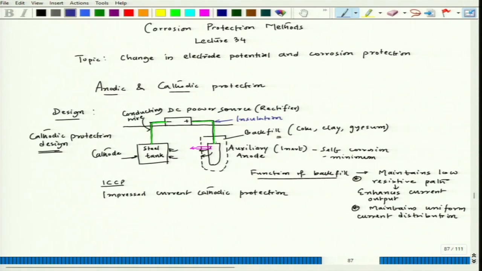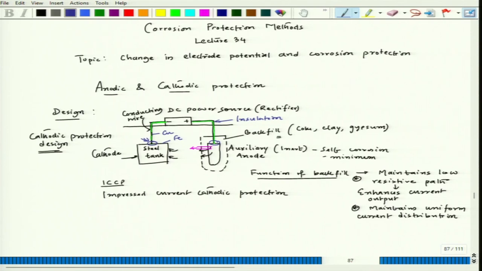And in fact, insulation at this location. Now, let us say this is made of copper and here it is steel, which is nothing but iron. If at this location insulation is poor, then there could be a galvanic couple which can form locally. And since we know that copper is cathodic compared to iron, there could be a local dissolution in the steel tank.